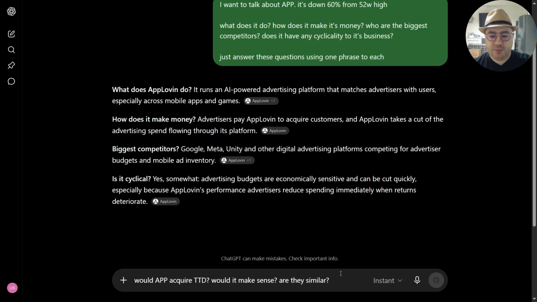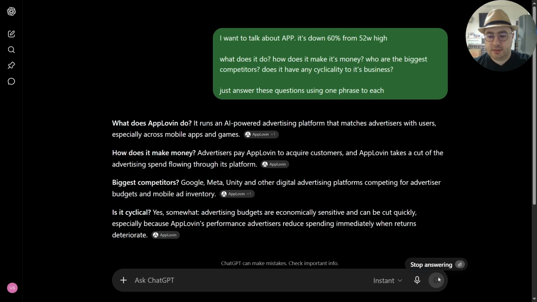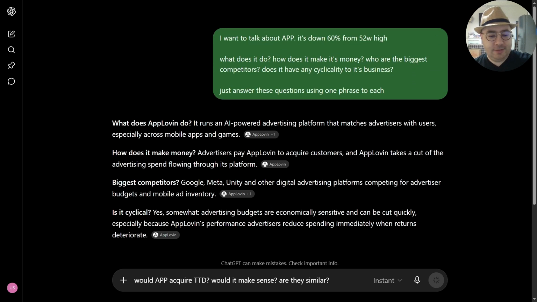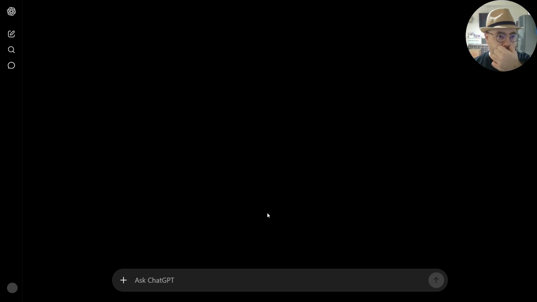What's going on with ChatGPT here? It's broken. I mean, this is a piece of garbage AI slop. What can you do? Let's see, F5, refresh now. Let's refresh the page. This is ridiculous.